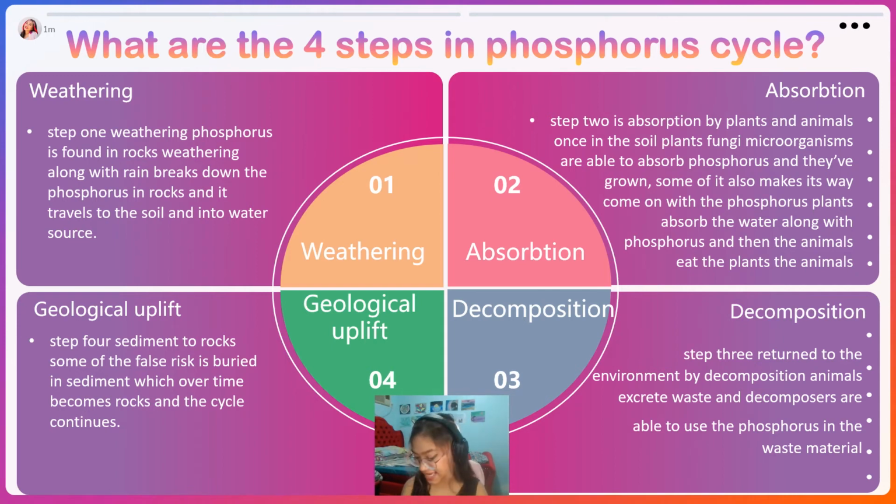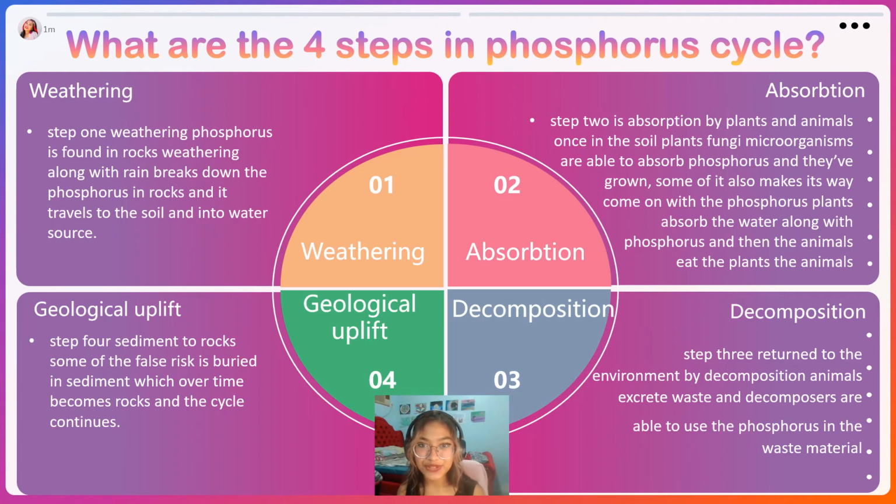Step 2 is absorption by plants. Once in the soil, plants, fungi, and microorganisms are able to absorb phosphorus, and they grow. Some of it also makes its way into the water. Plants absorb the water along with the phosphorus, and then the animals eat the plants.